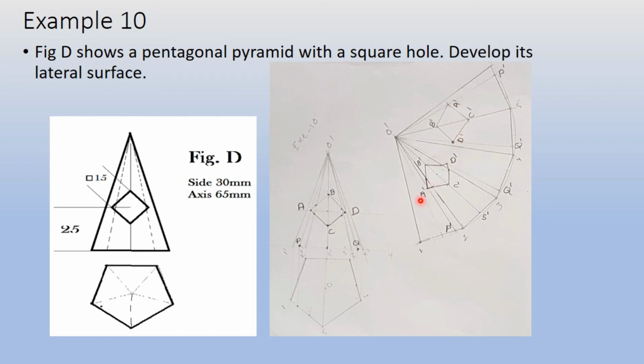These are irregular shapes. These are not square or something. Because this is a pyramid, this square hole will cut the faces in an irregular pattern. So this is the final solution. This is the final developed surface.